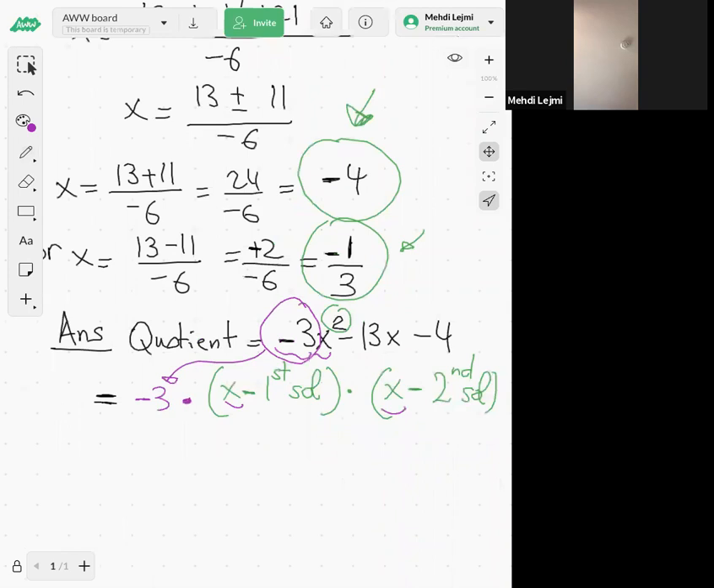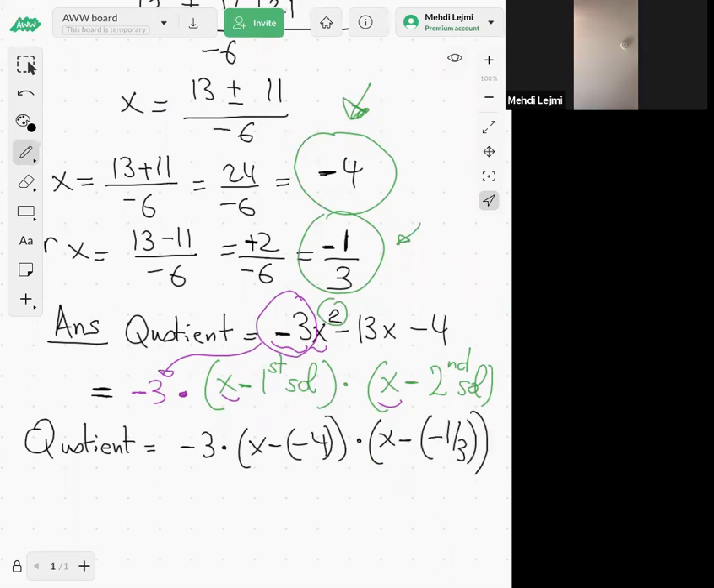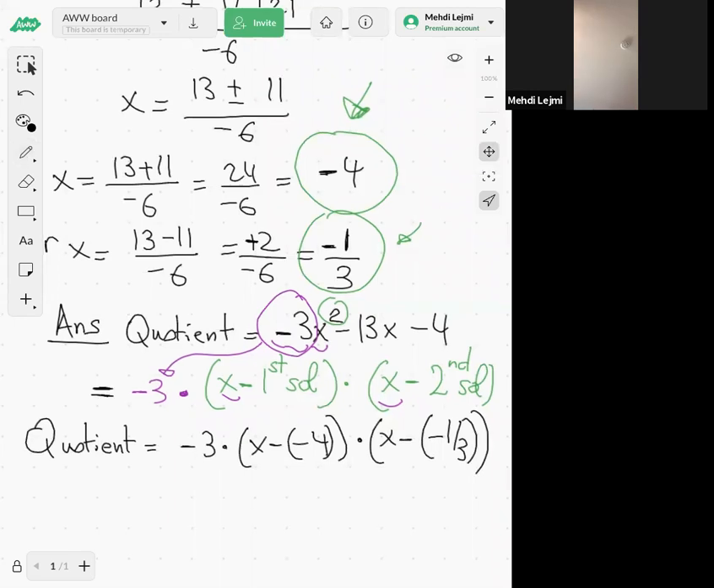So your quotient is going to be negative 3 times x minus the first solution, x minus negative 4, times x minus the second solution, negative 1/3. Right, so this is a complete factorization of my quotient. Now I got a factorization of the quotient, so now I can answer the question.